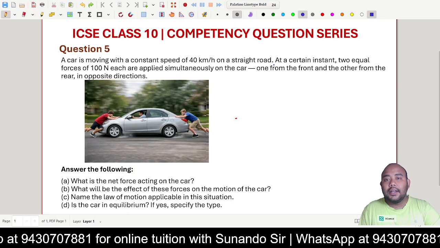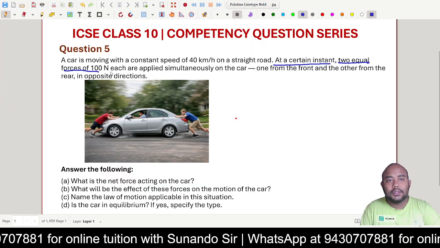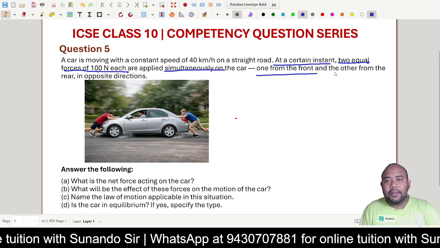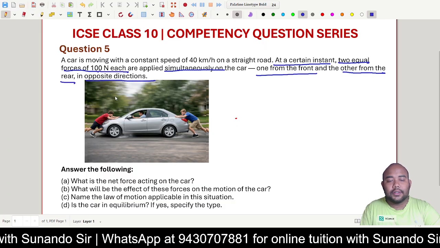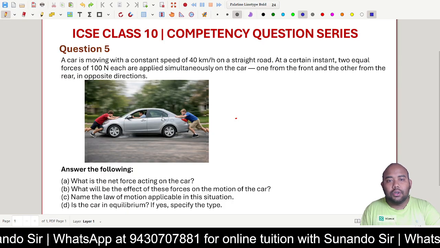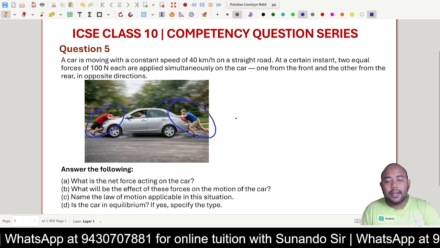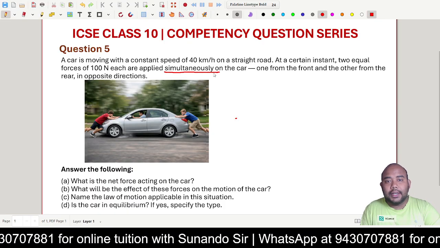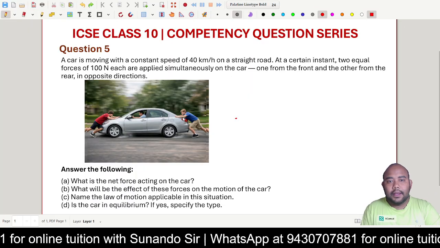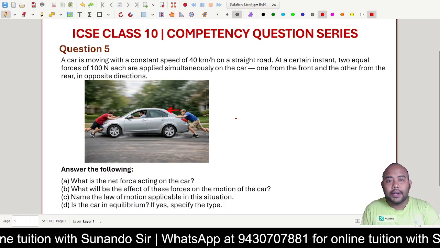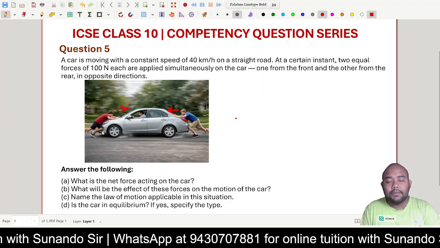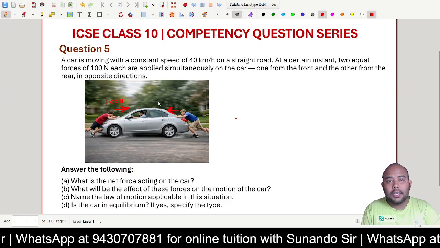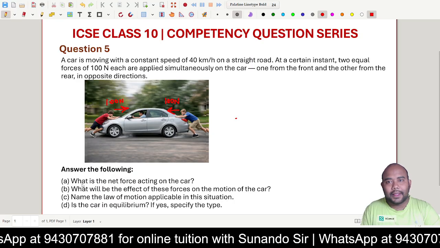Now, what has been said further? At a certain instant, two equal forces of 100 Newton each are applied simultaneously on the car. One from the front and another from the rear in opposite directions. Now you can see the diagram given below, the figure. It shows that there are two boys. You can see they're applying forces on this moving car, and they're applying forces simultaneously, means at the same point of time. Now this blue t-shirt boy is pushing from behind, and this red t-shirt boy is pushing from the front. So they are applying the forces in opposite directions, and each of the forces is 100 Newton, but in opposite directions. Are you understanding this situation?